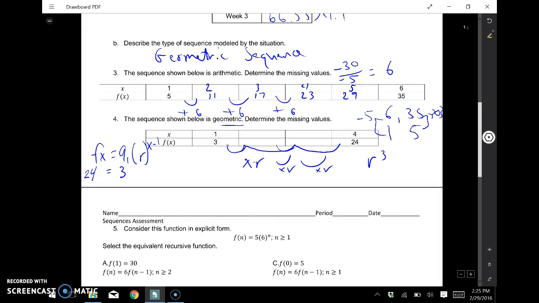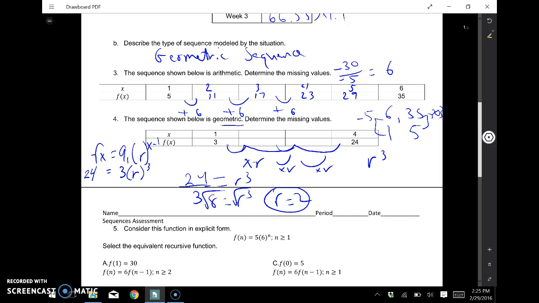So here, I'm going to solve for it algebraically. 24 is equal to 3 times r to the 3rd. Then what I would do is go 24 divided by 3 is equal to r cubed. R to the 3rd power is 8. Cube root each side. R is 2.